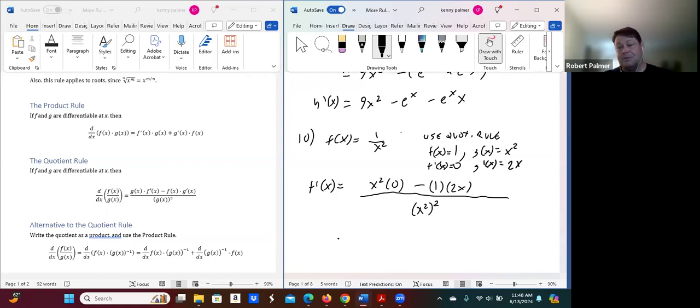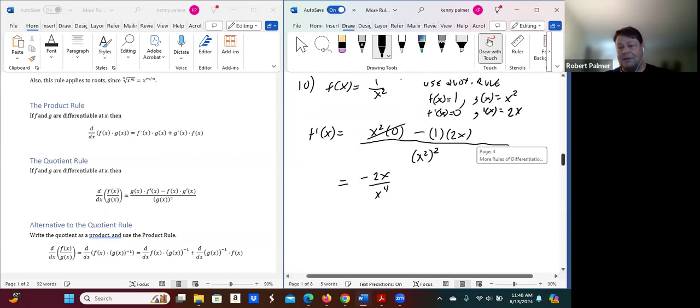Okay, so now simplify this. Of course this term goes away. So we have negative 2x divided by, and remember, we'll do these exponents. If you square a square, it's 2 times 2, x to the 4th. And of course, let's simplify that. And so that's going to be negative 2 over x cubed. So that's my f prime of x.